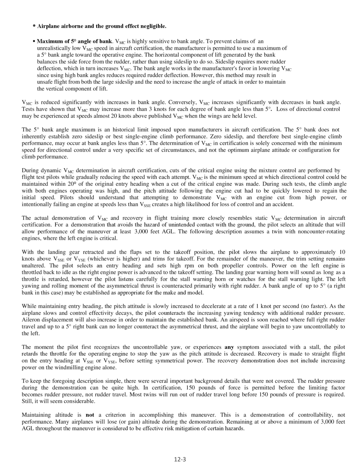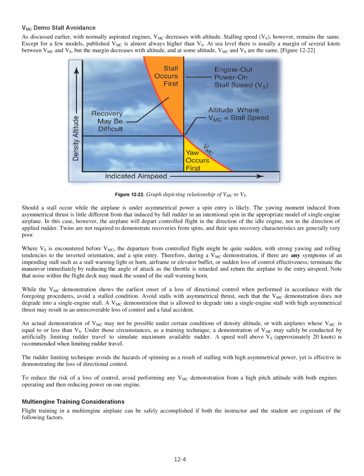Maintaining altitude is not a criterion in accomplishing this maneuver. This is a demonstration of controllability, not performance. Many airplanes will lose, or gain, altitude during the demonstration. Remaining at or above a minimum of 3,000 feet AGL throughout the maneuver is considered to be effective risk mitigation of certain hazards. VMC demo stall avoidance, as discussed earlier: with normally aspirated engines, VMC decreases with altitude.